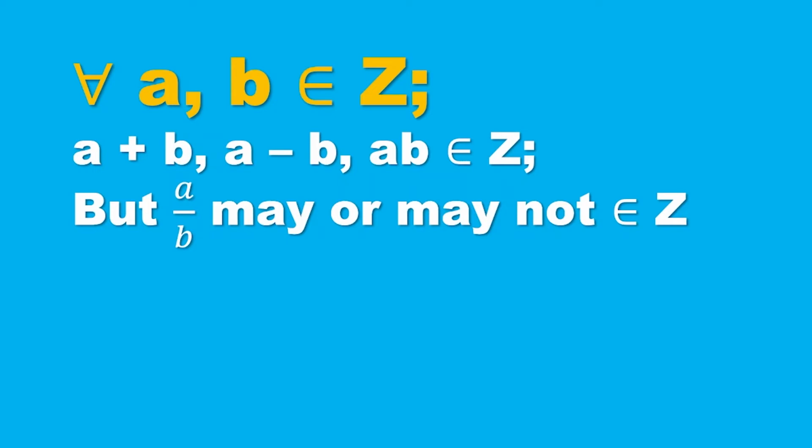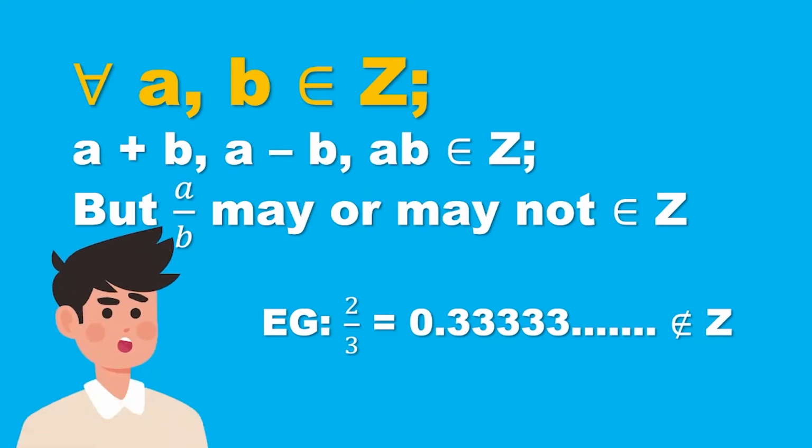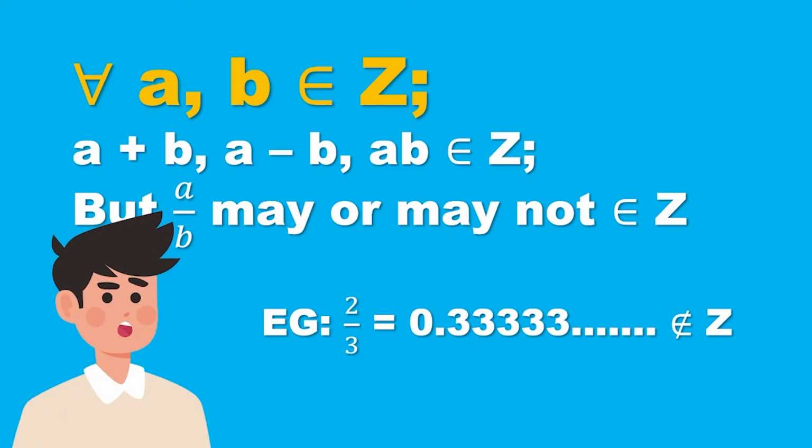So that means it could be an integer, but there are a few exceptions where a by b or a over b will not be an integer. For example, 2 over 3 or 2 by 3. They both are integers. We are dividing them. We'll get 0.33333, which does not belong to integers. This value does not belong to integers. Okay? So that is why we need rational numbers.